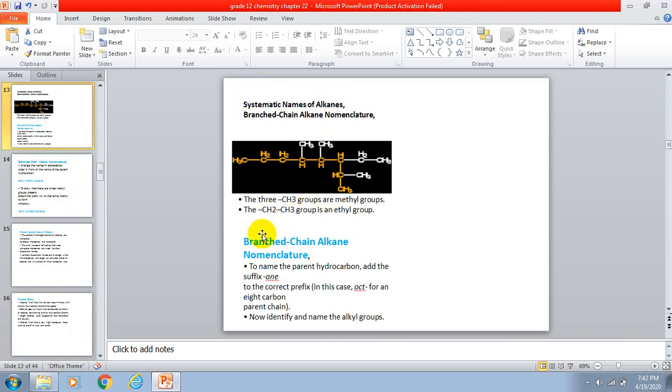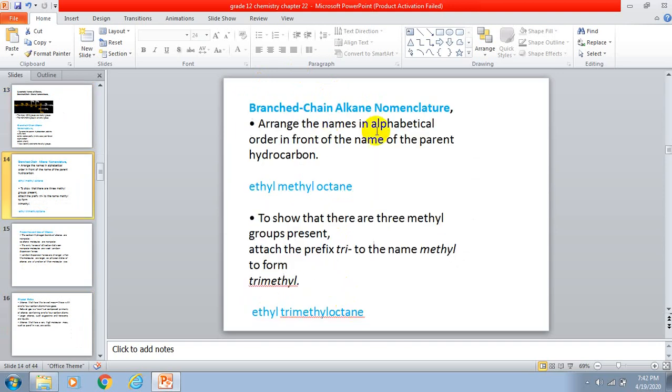For branched alkanes, the nomenclature changes the suffix -ane to -yl. Got the idea? In branched alkane nomenclature, arrange the names in alphabetical order in front of the name of the parent hydrocarbon: ethyl, methyl, octane. For example, ethyl, 2 methyl, 1 octane like 8. Ethyl trimethyl: ethane is converted into ethyl, and for trimethyl, there will be 3 methyl groups attached to the octane.